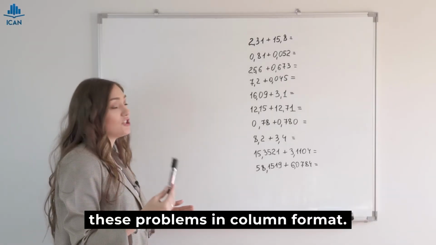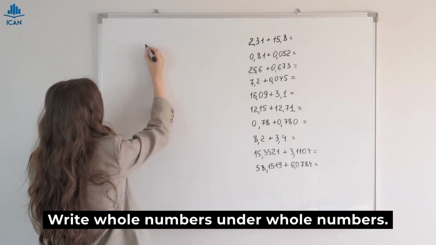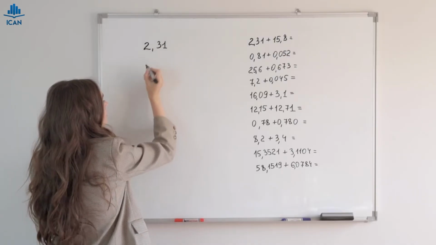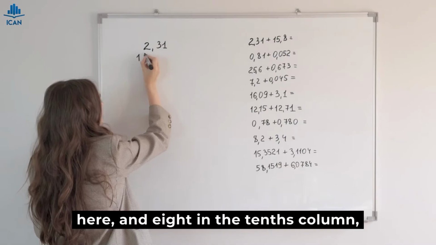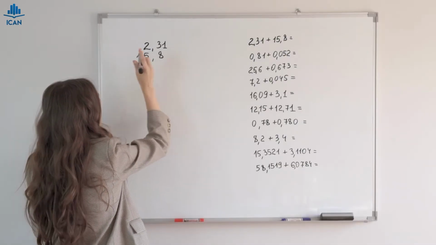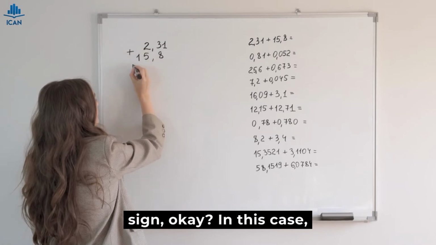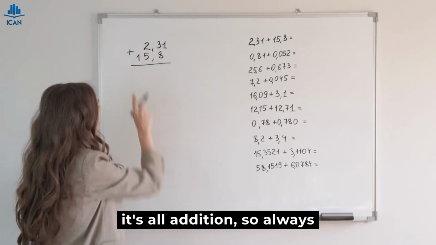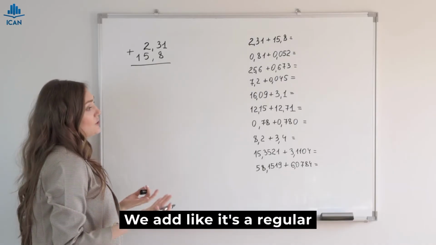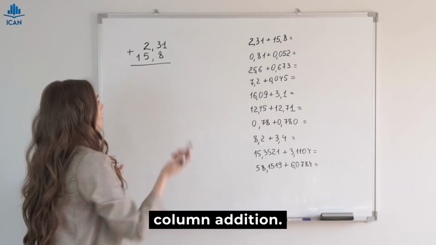We'll solve these problems in column format. Write whole numbers under whole numbers. For example, 15 here and 8 in the tenths column, right? Don't forget the sign, okay? In this case, it's all addition, so always use a plus. Then we start adding. We add like it's a regular column addition.